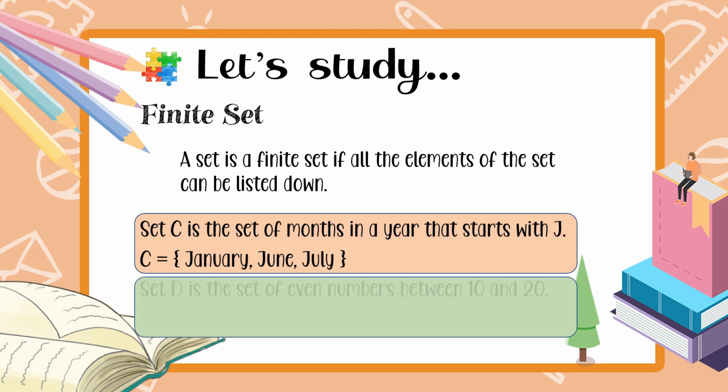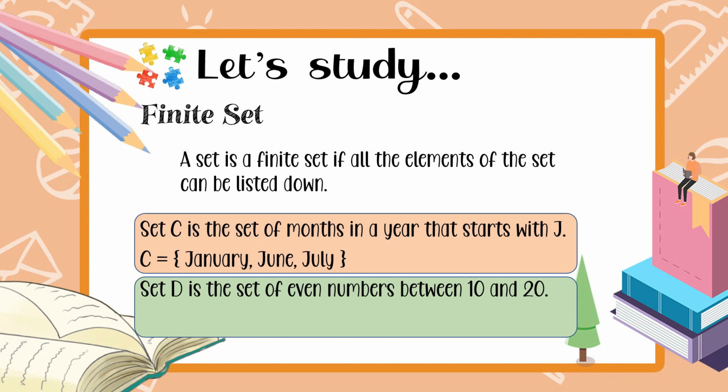Next example. Set D is the set of even numbers between 10 and 20. So, binigyan tayo ng limit ng set na to. So, that's why we can list down all its elements. So, the elements are, we have to start from 12 kasi hindi kasama si 10. So, 12, 14, 16, and 18.